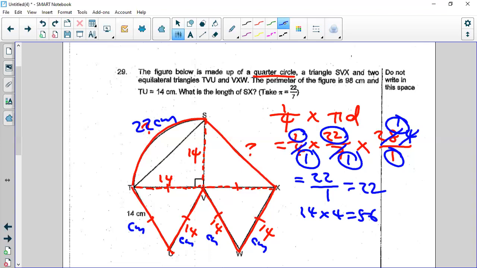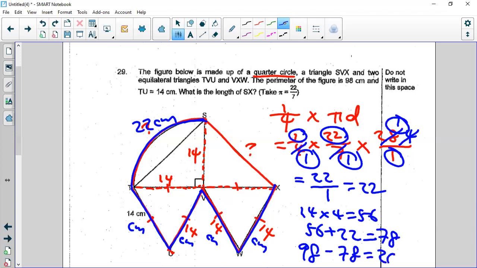Then 56 plus the circumference of the quadrant, that will give you 78. Right, 78, right? All right, so where's your 78? 78 is the blue lines that you add together. And there's one more red line that we want to find. So how do you find that red line? You take 98, which is the perimeter, means all the lines added together, minus 78, and that's how you get the question mark, which is 20 centimeters.